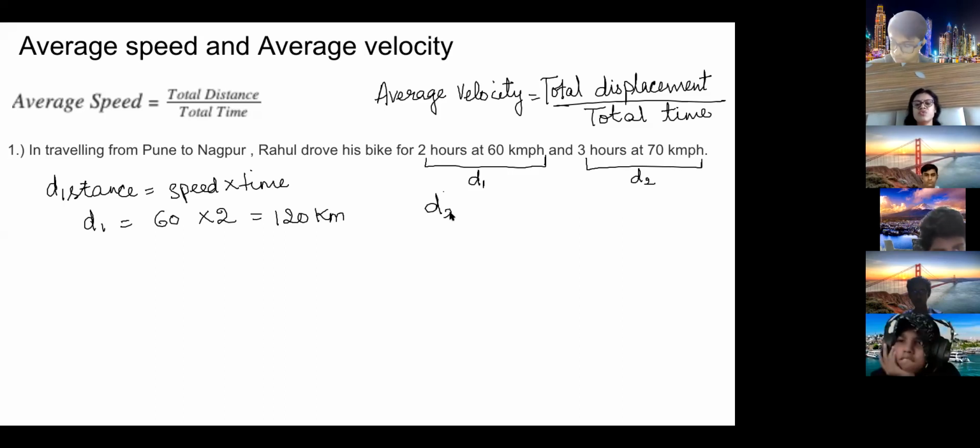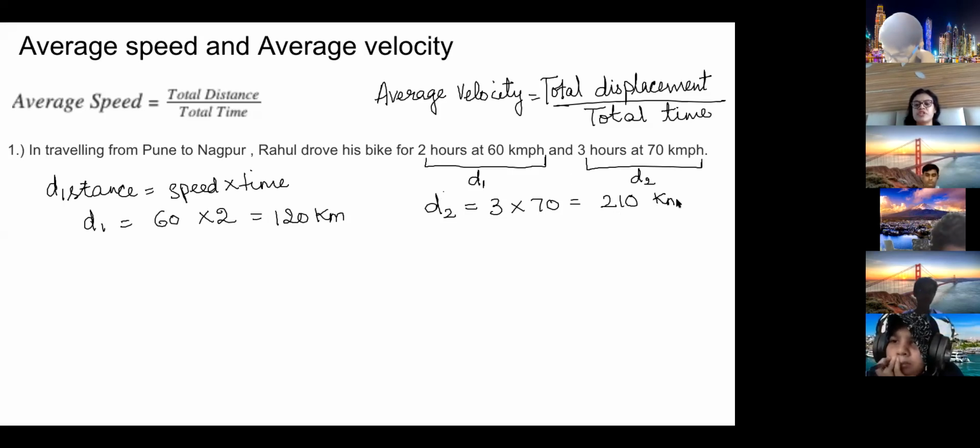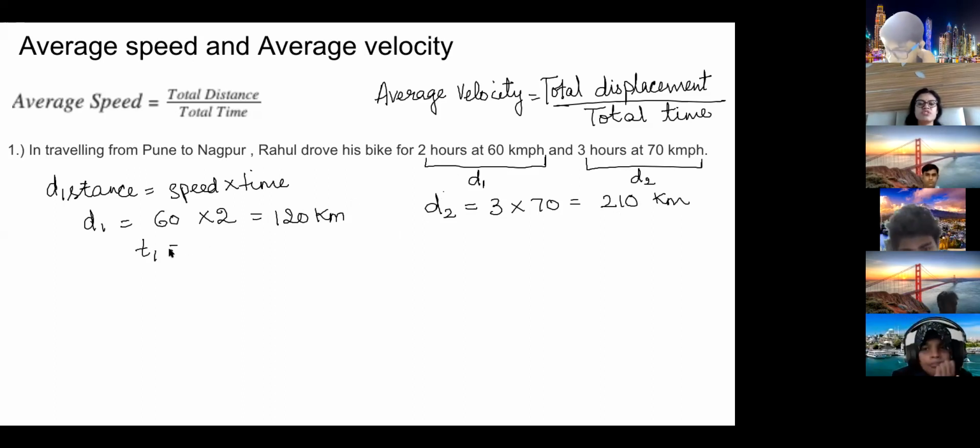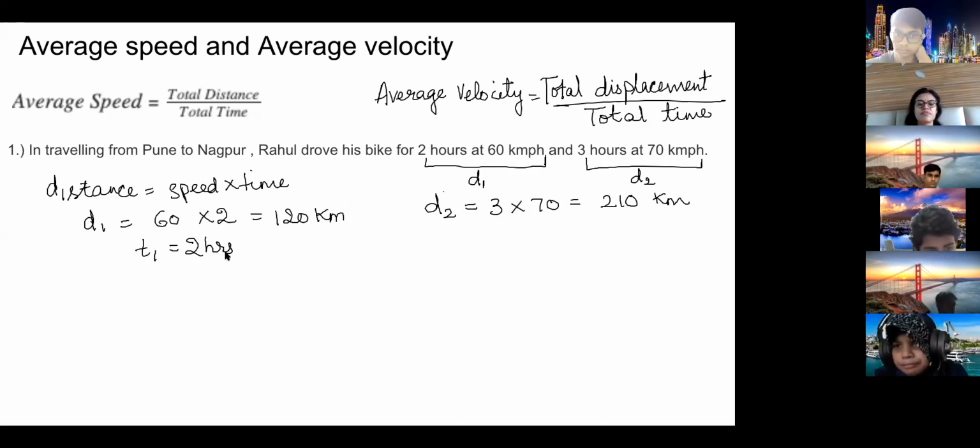Now what is d2? d2 is again the same formula, speed into time: 3 into 70, which is equal to 210 km. Okay. So d1 and d2 you have found out. What is t1? t1 is the first time, which is equal to 2 hours. And what is t2? It is equal to 3 hours.